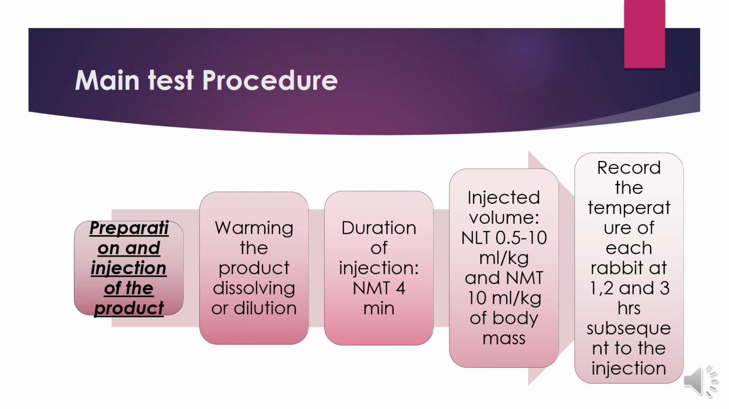After injection, you have to record the temperature of each rabbit at 1, 2, and 3 hours subsequent to the injection. Means after giving the injection, you have to check 3 times with an interval of an hour. After each hour, you are going to check the temperature of each rabbit and you have to record those results.